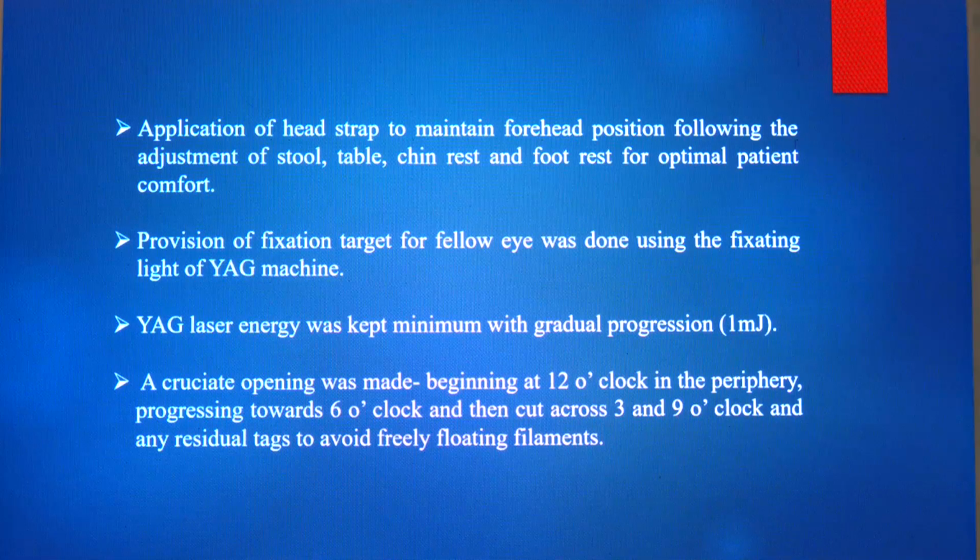A head strap was applied to maintain forehead position following the adjustment of stool, table, chin rest, and footrest for optimal patient comfort. A fixation target for the fellow eye was provided using the fixating light of the YAG machine. YAG laser energy was kept at minimum 1 millijoule with gradual progression. A cruciate opening was made beginning at 12 o'clock in the periphery, progressing towards 6 o'clock and then cut across 3 and 9 o'clock and any residual tags to avoid freely floating filaments.